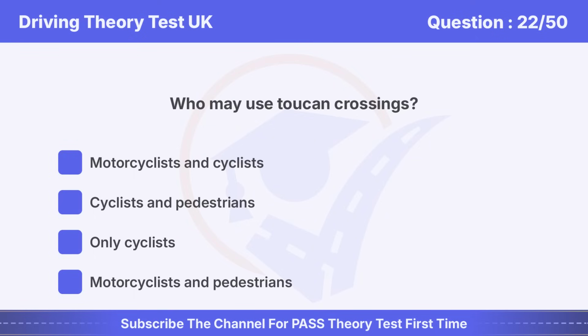Question 22. Who may use toucan crossings? Option A. Motorcyclists and cyclists. B. Cyclists and pedestrians. C. Only cyclists. D. Motorcyclists and pedestrians.